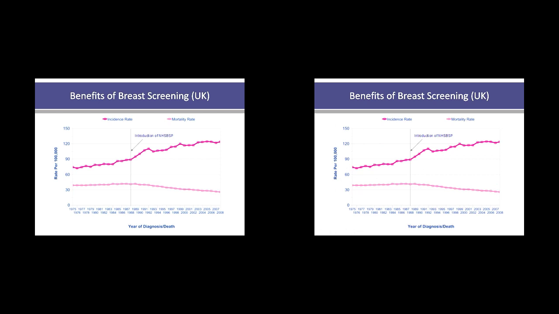What this graph is showing is the benefits of breast screening, and this is from UK data. The dark pink line, and if you work in breast screen, you just get sick of seeing pink everywhere, is showing the incidence rate over time, from 1975 to 2008. It's quite an old graph now. What we see is that the incidence of breast cancer is just increasing.